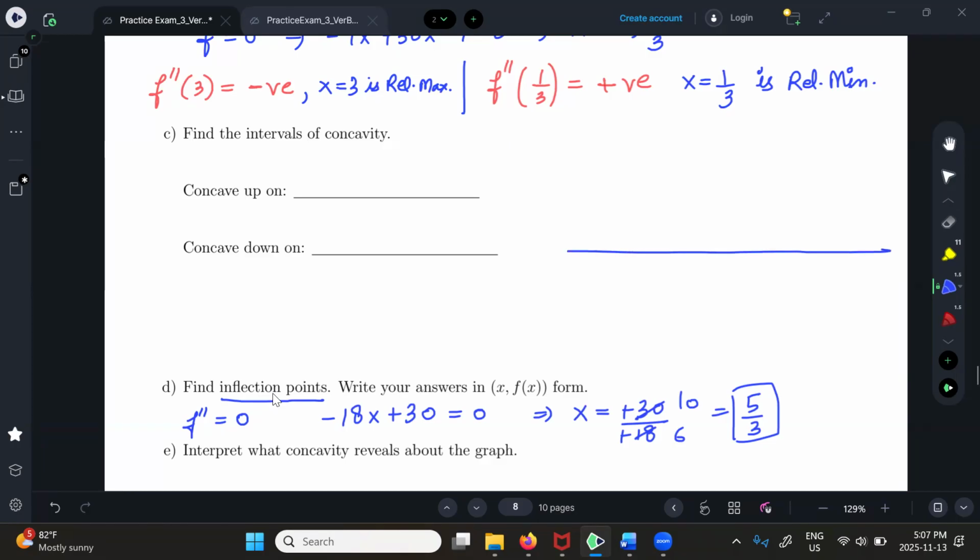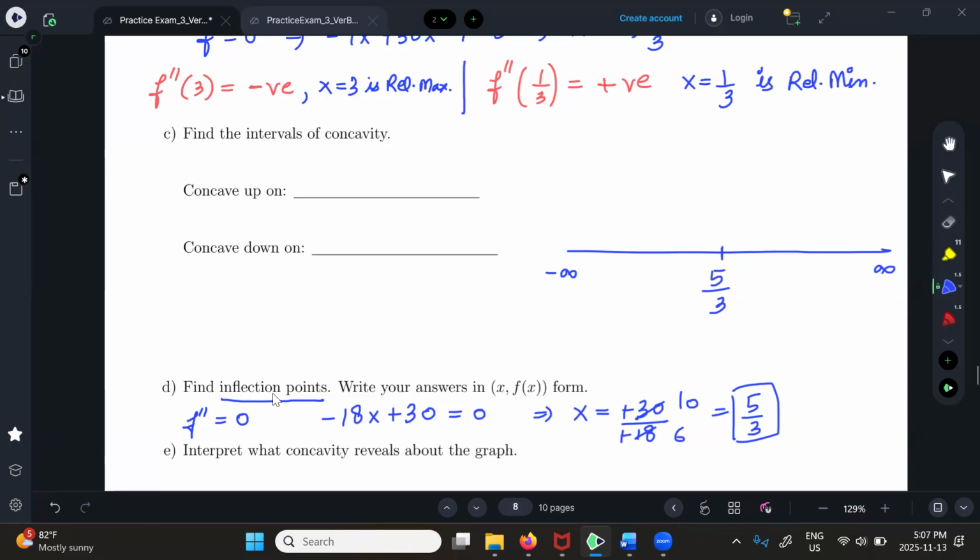Now that you have the inflection point, plot it. Here you need to do the plotting, okay? Because you need the intervals of concavity. The drill is the same. You're checking for signs of the function. Pick a test point here.